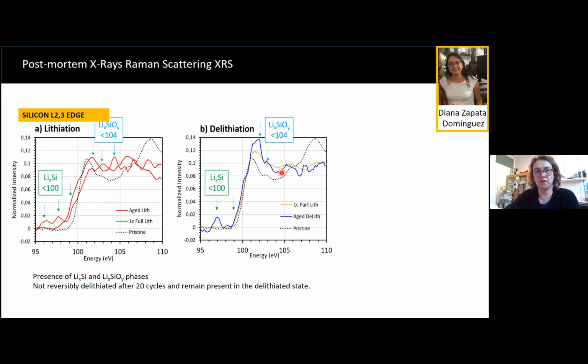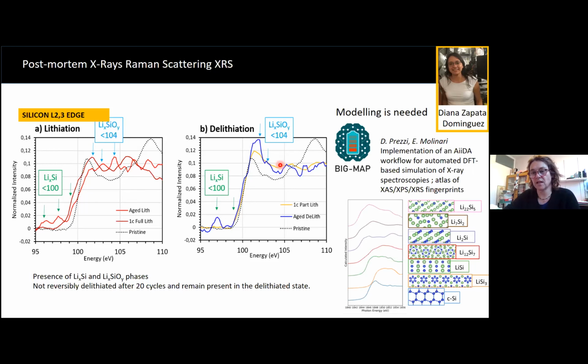And you see that those features are changing depending on the state of charge of the electrode and its number of cycles. And in particular, what is interesting is that those species are not reversibly removed after 20 cycles. So they remain present in the dilithiated state, which is of course one fingerprint of aging of these materials. So in order to go further and analyze this data at this stage, we need to have more insights, and we did modeling.